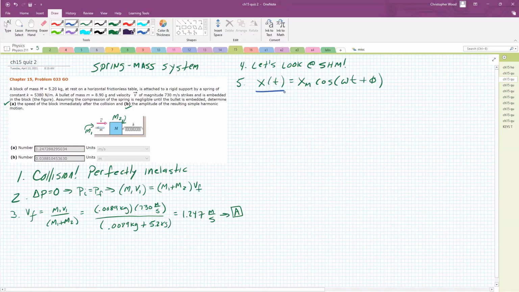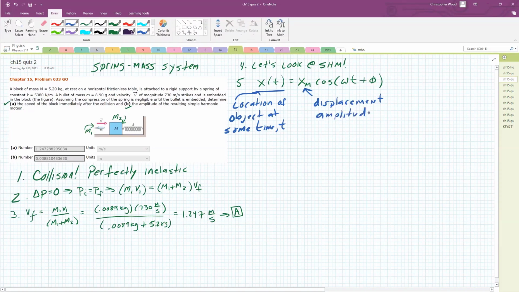You know what this is saying? This is saying the location of the object at some time t. That's what this is referring to. What is this? This is a special term. This is called displacement amplitude. Anytime you use the word amplitude, it means max value of. Displacement amplitude is the maximum displacement with respect to equilibrium.